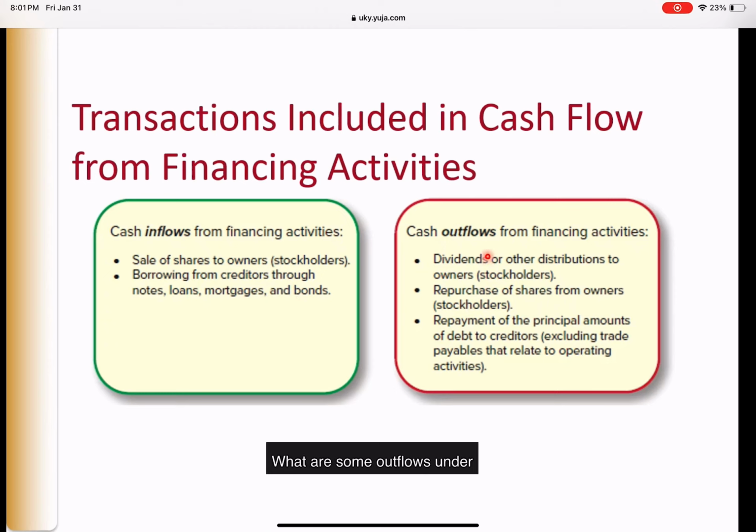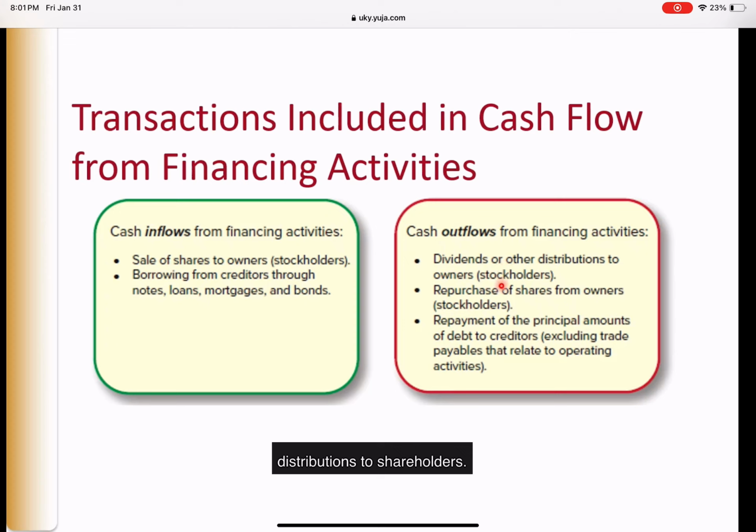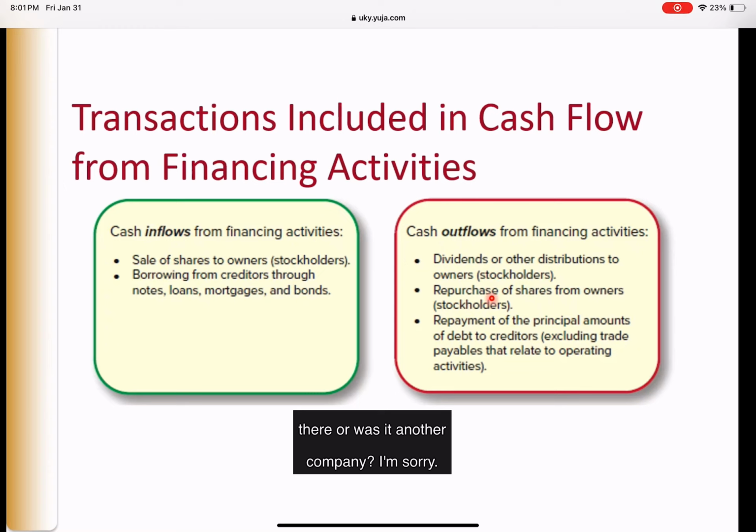What are some outflows under financing activities that you'll see when you're looking at annual reports? Dividend payments and other distributions to shareholders. You go back and buy your own shares in the market, like Lulu did there. Or was it another company? I'm sorry, yeah, it was the other company that was buying back your shares, not Lulu.